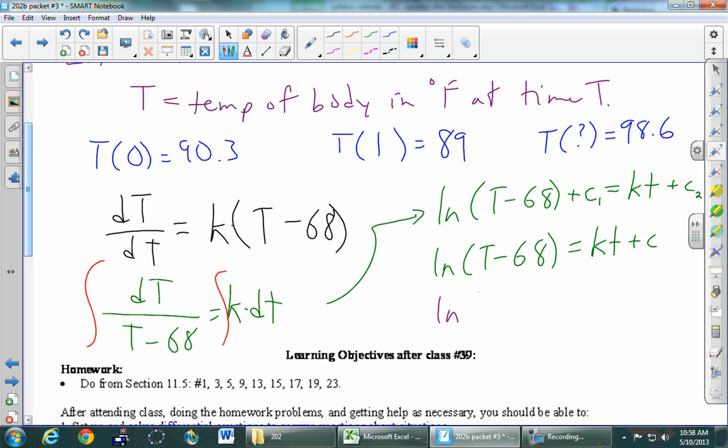So we go ln of 90.3 minus 68 is equal to K times what's little t? 0 at that moment, plus C. Good. We just found C. So C is equal to ln of whatever that number is, 22.3.